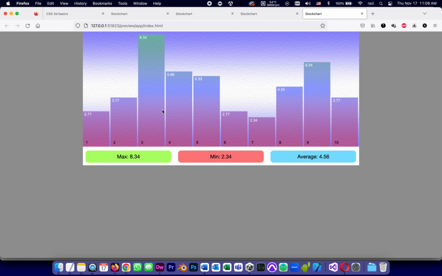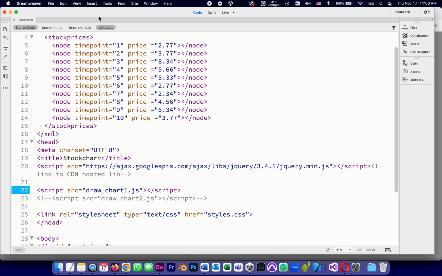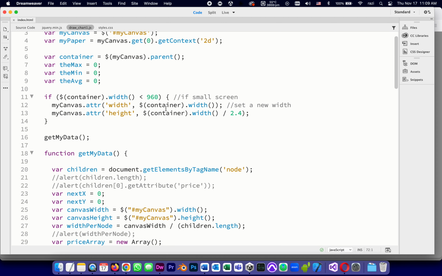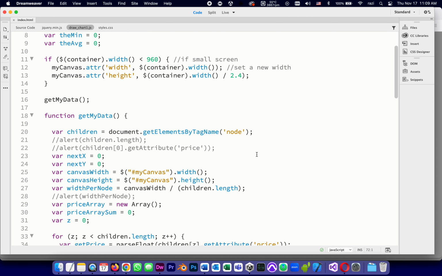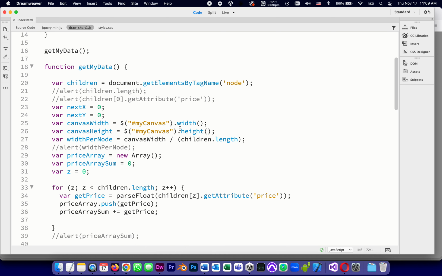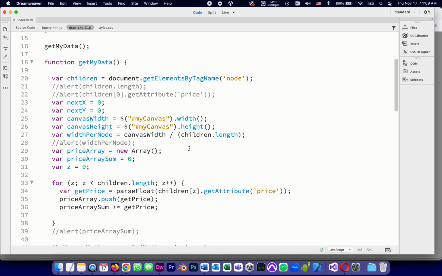Let me concentrate on what makes those two scripts different, because they are virtually identical, except for a few little things. The calculations are the same. I'm going to go quickly over the whole thing. Everything here is the same as the other JavaScript: calculating the width and height and the ratio between them, extracting my data by the node and extracting the canvas width and using the canvas width to calculate the width per node.